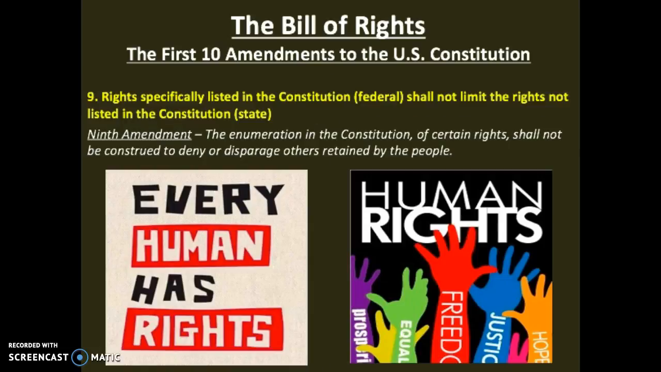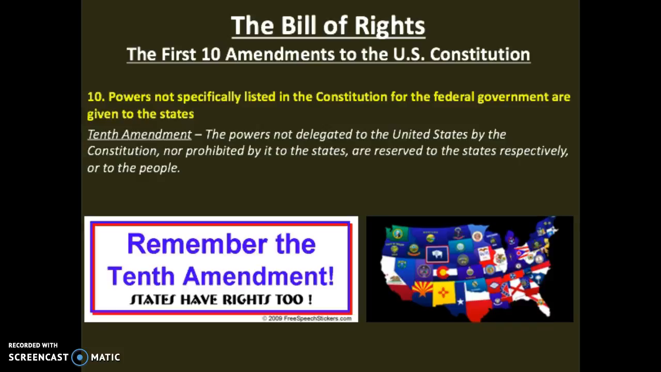Number 9 is about providing rights that are not listed. So if the rights are not listed in the Bill of Rights, that doesn't mean that we don't have that right. It's just that not all are listed. And number 10, if the amendment does not say that the federal government has that power, then that's given to the states. So states have rights as well. So those are the first 10 amendments, which are called the Bill of Rights.